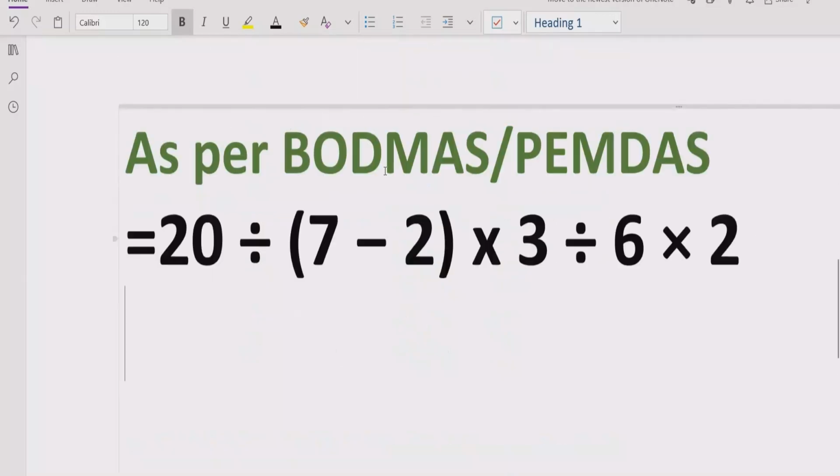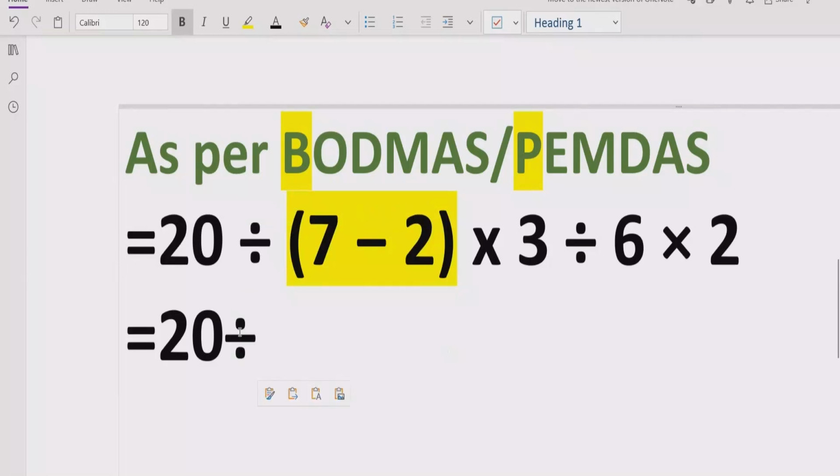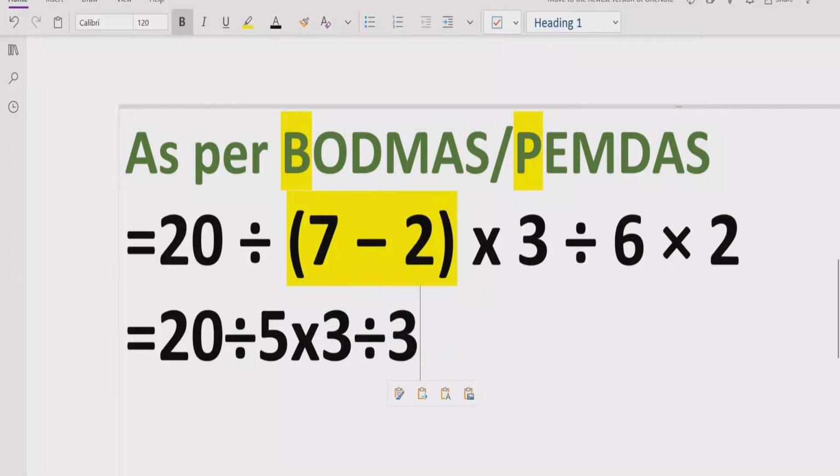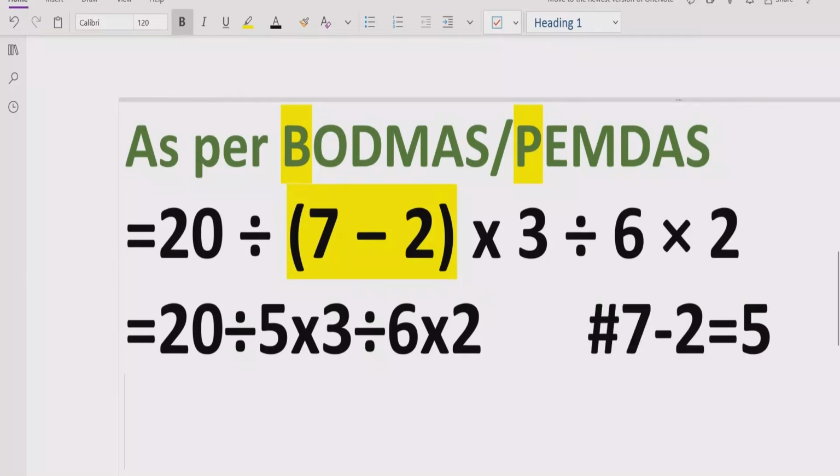Now, according to the BODMAS and PEMDAS rule, first of all, we have to solve the bracket or parenthesis. In this expression, we have this bracket, which is 7 minus 2, which becomes 5. 20 divided by 5, multiplied by 3 and divided by 6, multiplied by 2, we will write here as it is. And here we have to give the reference like 7 minus 2 equals 5. Now move forward, step number 1 we have solved.